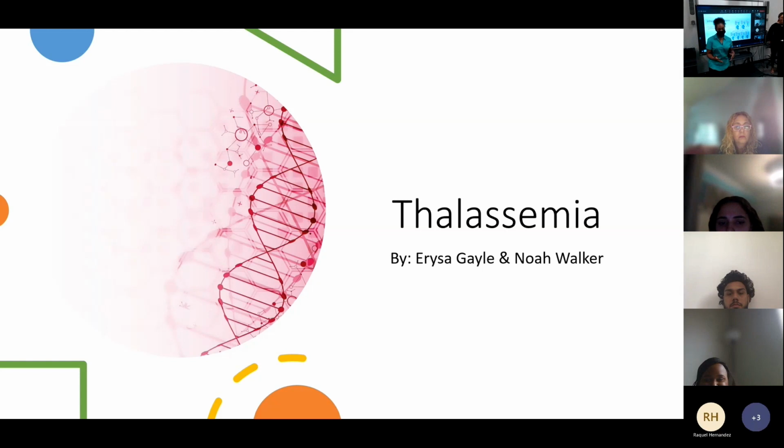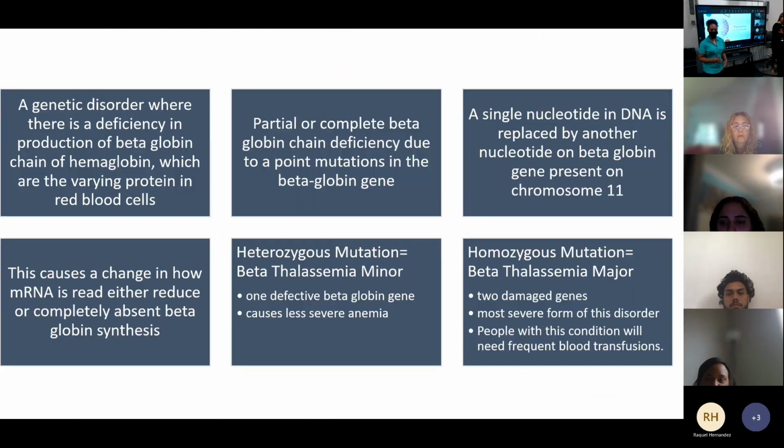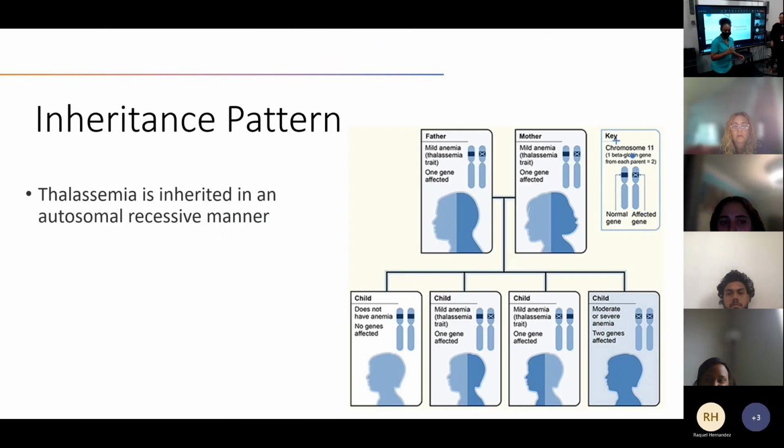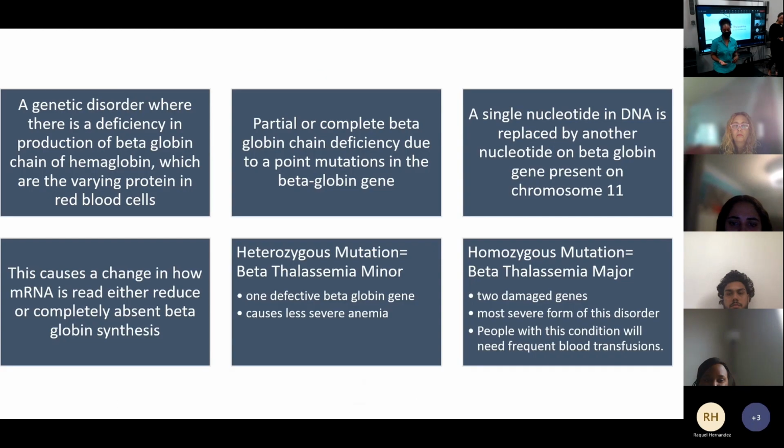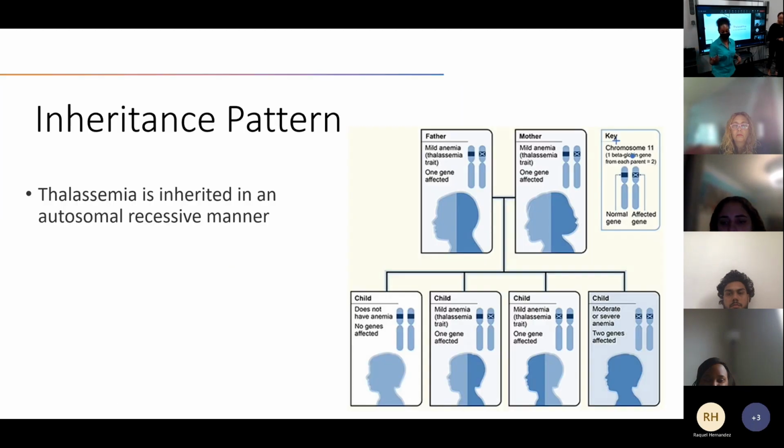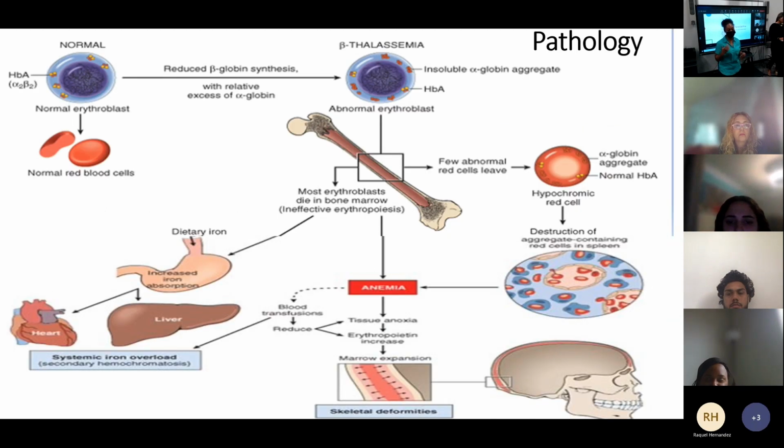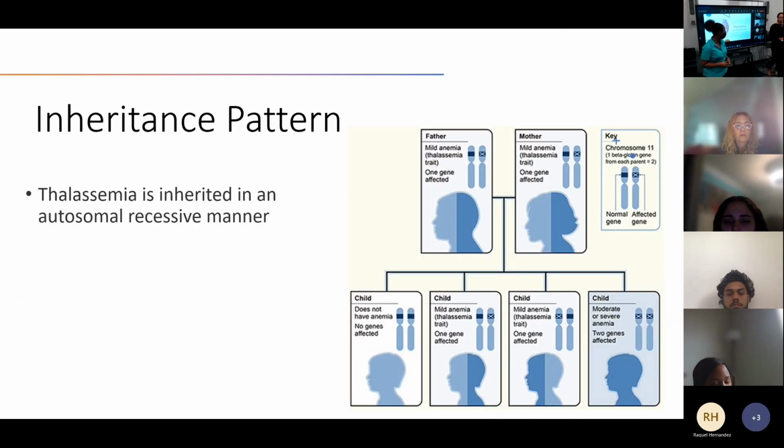All right, so now we know a little bit about the specific types of thalassemias. Let's get into the inheritance pattern. Thalassemia is inherited in an autosomal recessive manner. In the slide that was just up, we're talking about beta thalassemia. In that case, both parents were carriers for this disease. There was a 25% chance of one of their children not inheriting a copy of the mutated gene, a 50% chance of one of their children being a carrier, meaning they'll have some mild to moderate symptoms of thalassemia. And there's a 25% chance of one of their children inheriting both copies of the mutated gene, meaning they'll have some moderate to severe symptoms of anemia.